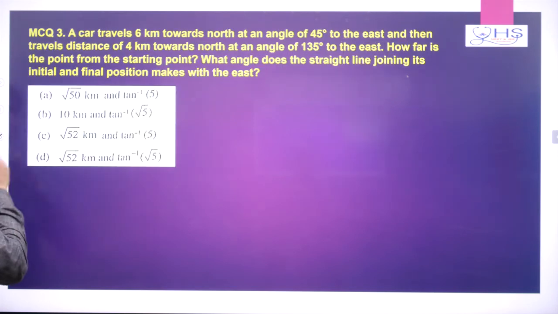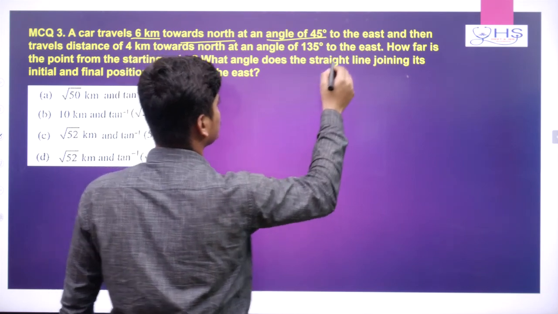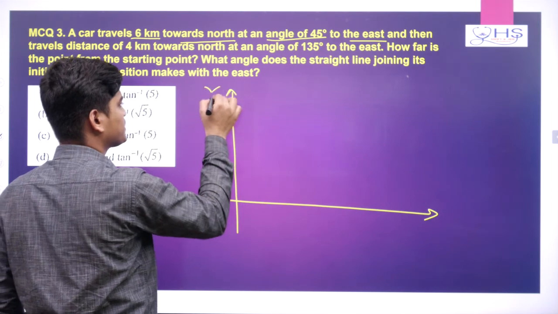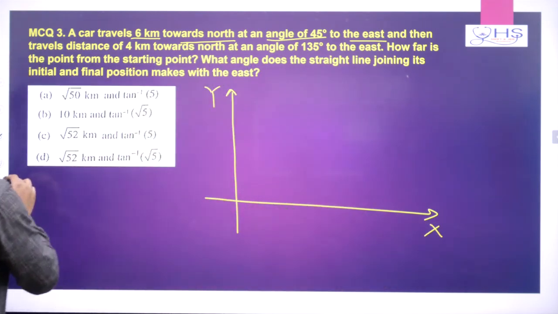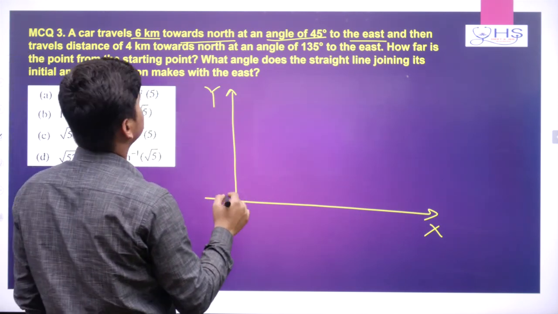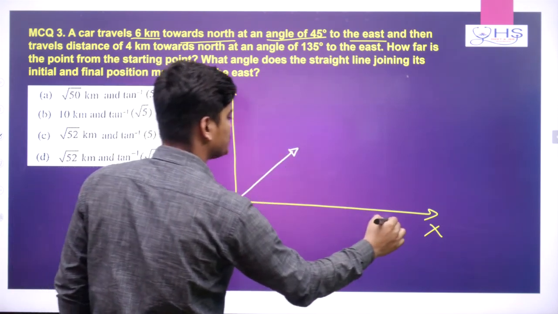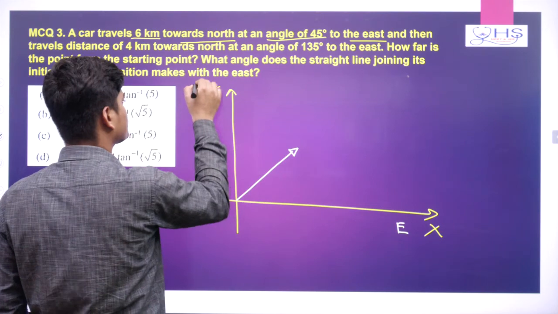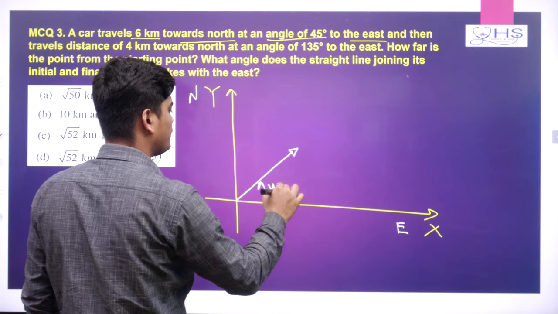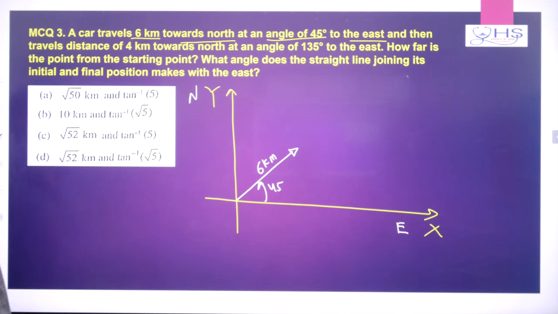Question: a car travels 6 km towards north at an angle of 45 degrees to the east. Now take the y axis and x axis. What are they telling here? They are telling that a car is traveling 6 km towards north at an angle of 45 degrees with east. Suppose this is the east direction and this is your north direction. Now this car is traveling at 45 degrees, and the distance is 6 km. So just write here, this is the distance, 6 km.